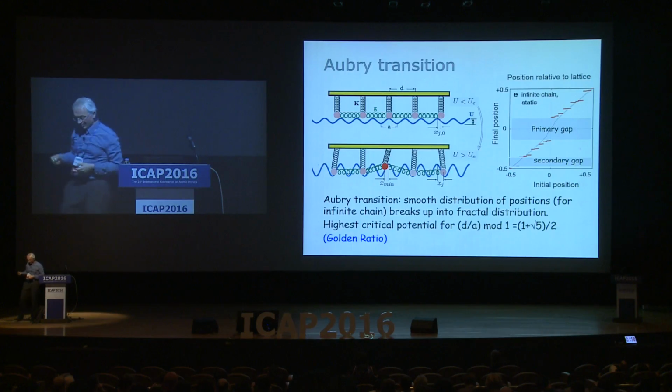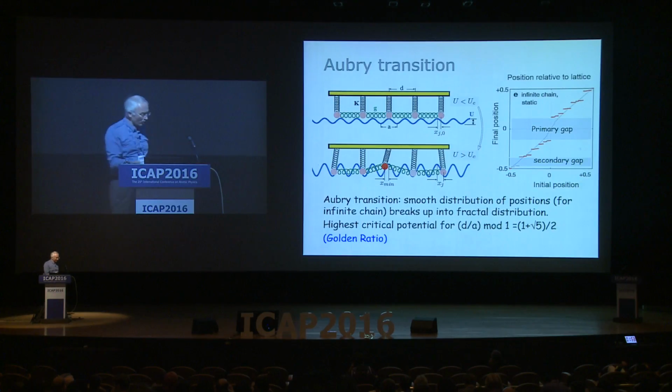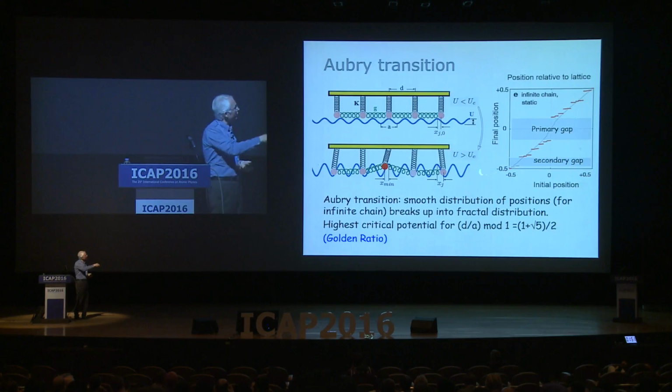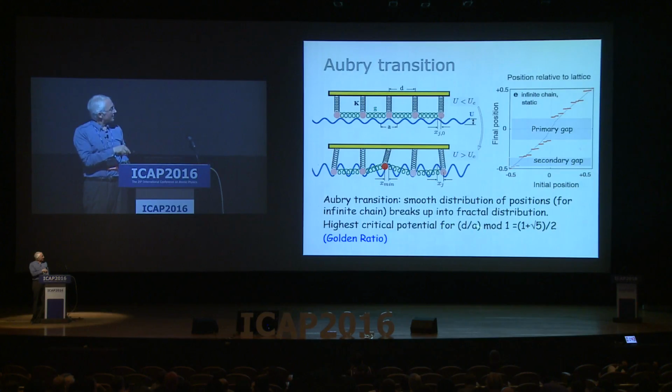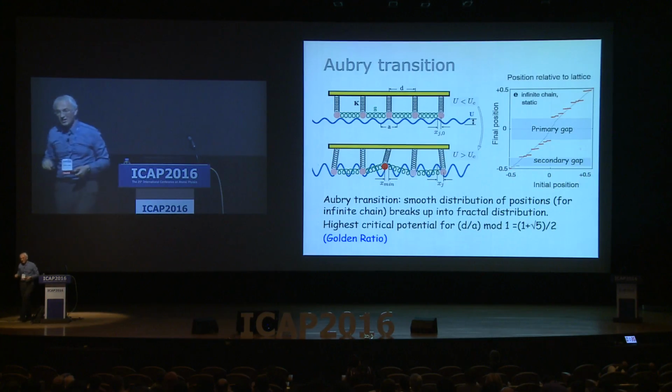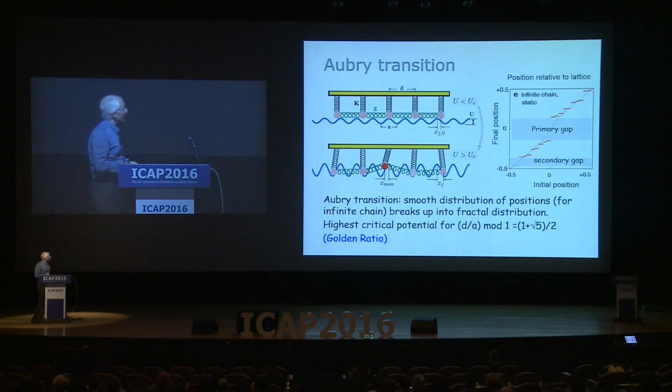And the other thing that Aubry found is, if you ask yourself, what is the point at which, how long can this chain resist the periodic potential before it breaks up in this way? He found that the highest critical potential was when this scale of d over a, the ratio of the two length scales modulo 1, equaled the golden ratio. In some sense, of all the possible irrational numbers, square root of 2, the golden ratio is the most irrational number. It's the worst that the mismatch can be, and therefore this chain resists the longest the action of the periodic potential.